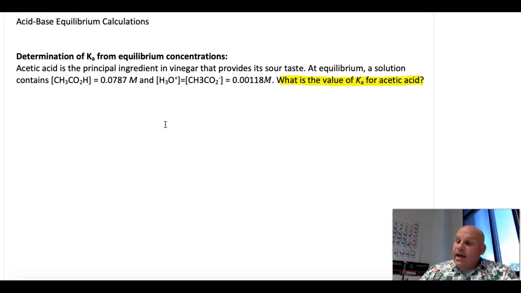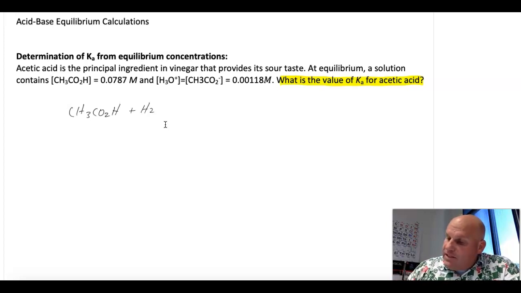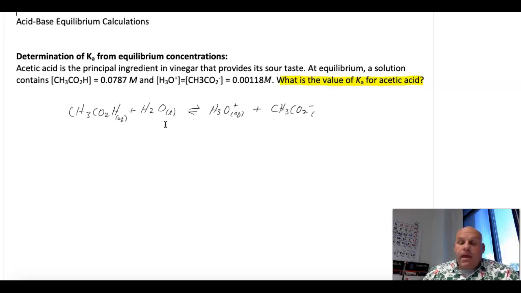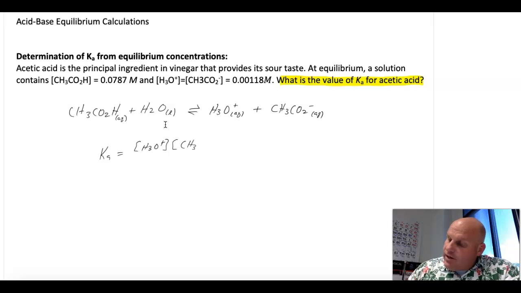Since they give me the formula of the acetic acid here, I can do the specific reaction, but I could also have just used the generic reaction for an acid reaction. Either one works. It's not really that important, but I will go ahead and write my specific reaction here. They give me all of my concentrations. So my Ka is going to be the concentration of my H3O plus times the concentration of my acetate anion, divided by the concentration of my acetic acid.